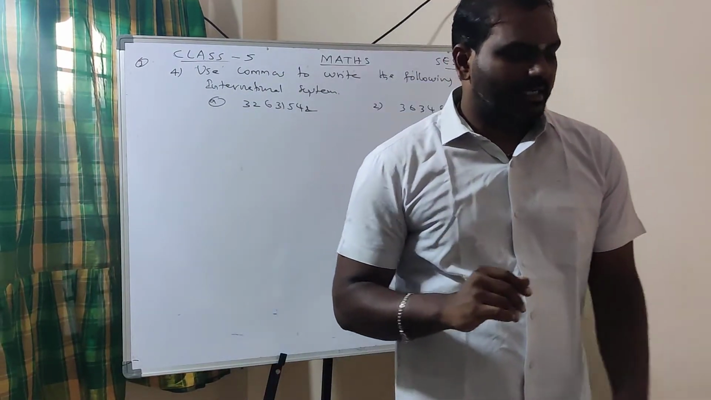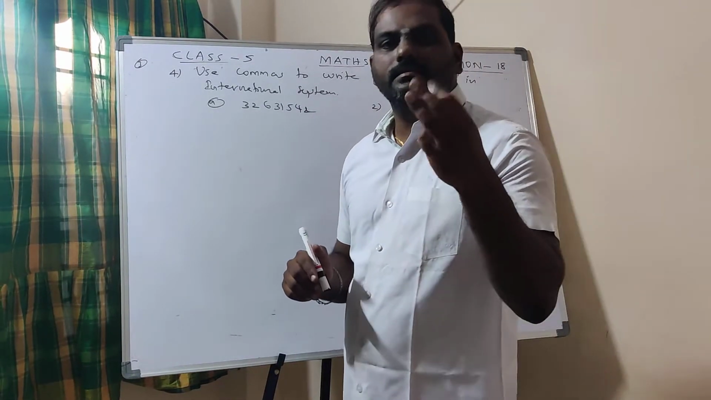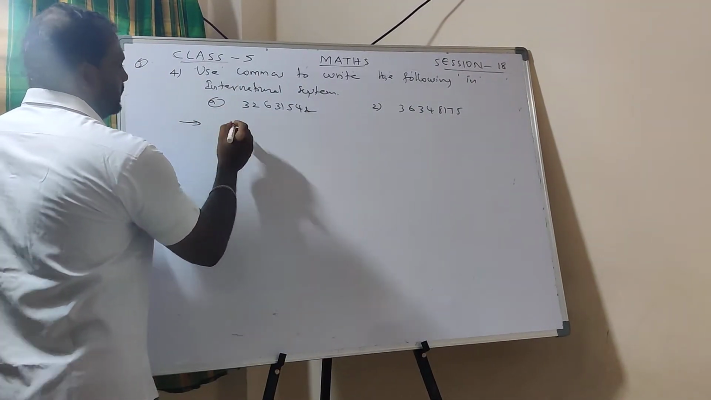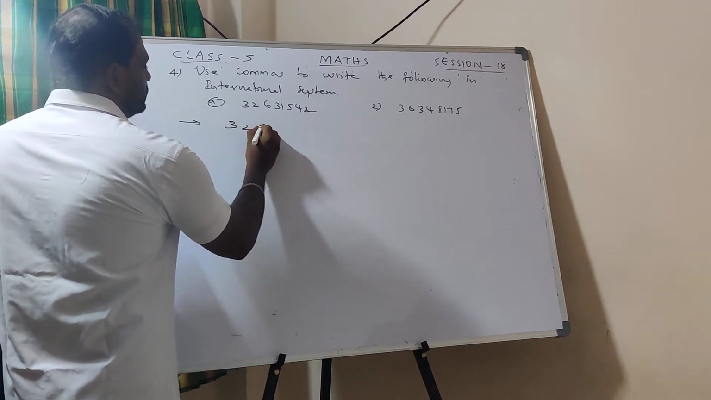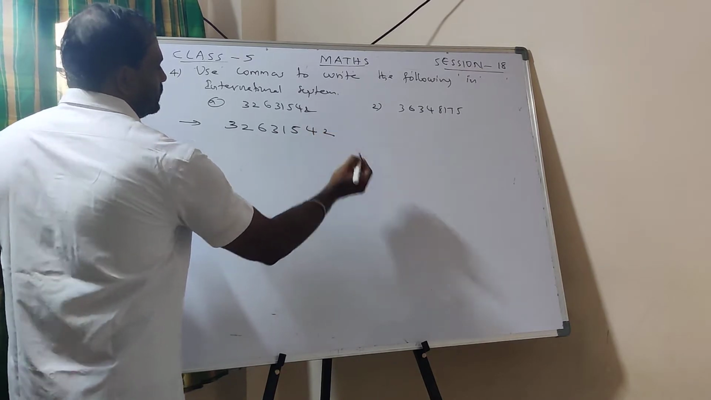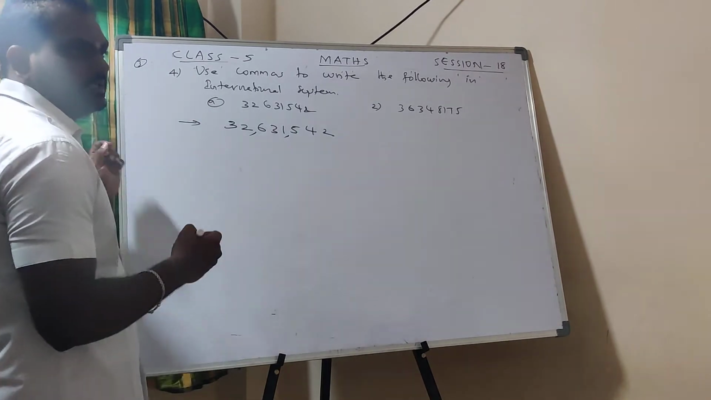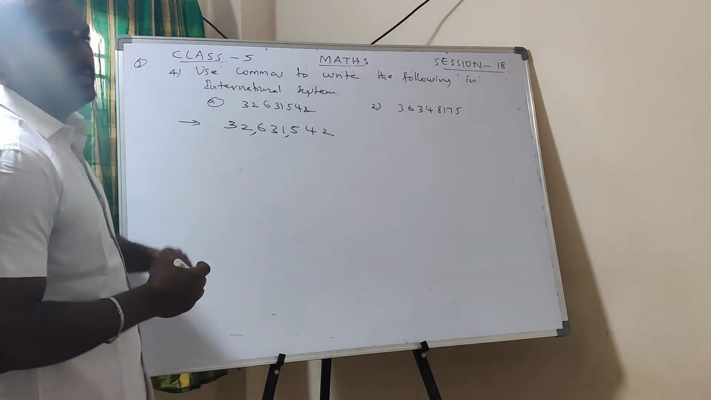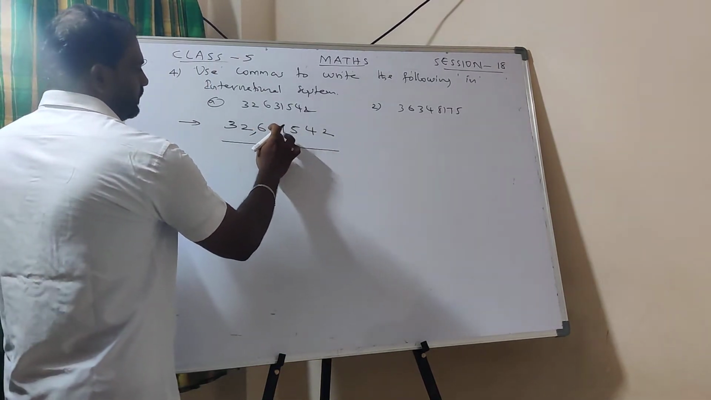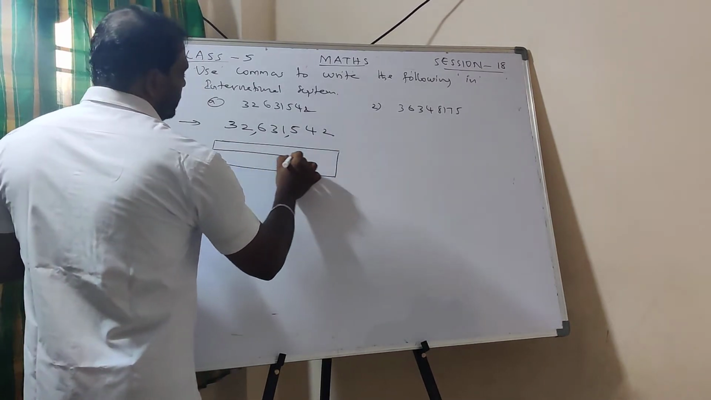What you have to remember is that whenever you are writing in the international system, you have to make commas in groups of 3, 3 numbers. So I'll take the first one. It is 3, 2, 6, 3, 1, 5, 4, 2. Units, tens, hundreds, 1000, 10,000s, 100,000, millions and 10 millions. Now how many numbers are there? 1, 2, 3, 4, 5, 6, 7, 8. So there are 8 boxes, so write in 8 boxes.